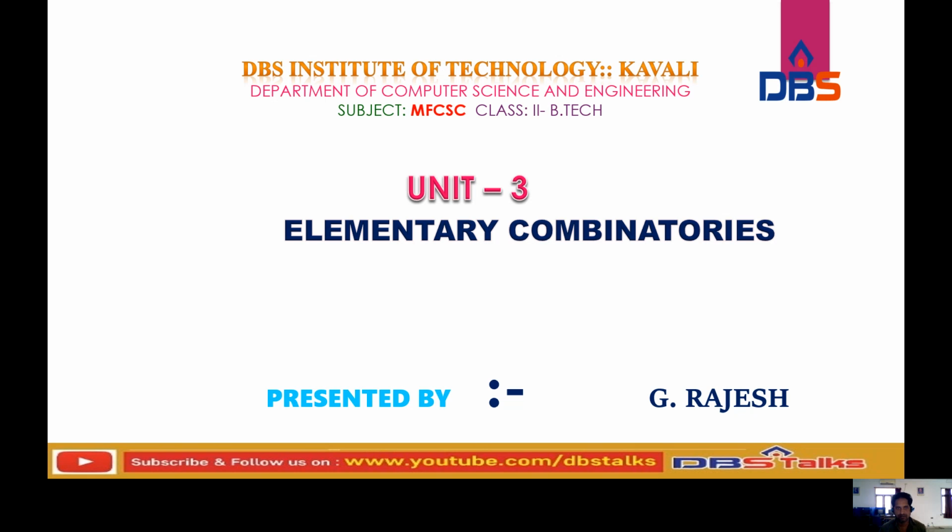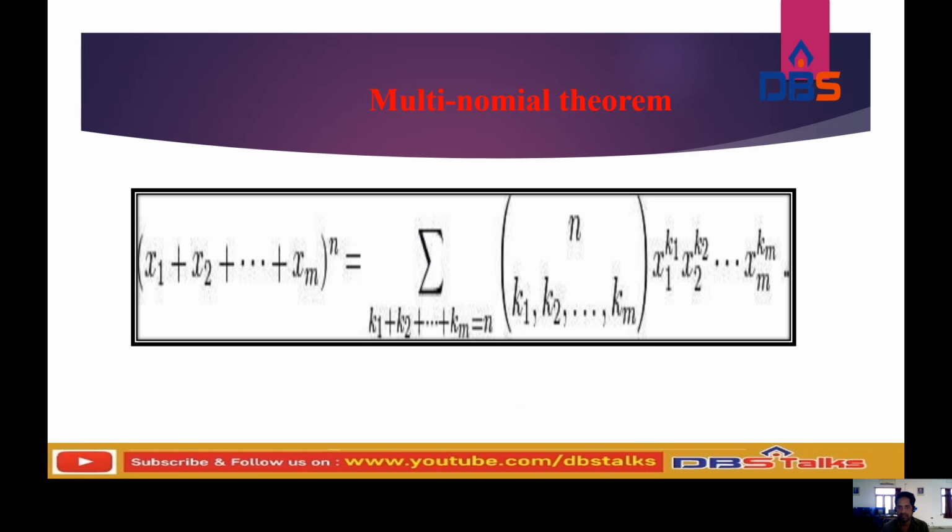Next class, that is the multinomial theorem. (x1 + x2 + ... + xm)^n equals the sum over k1 + k2 + ... + km = n of n!/(k1! k2! ... km!) times x1^k1 x2^k2 ... xm^km. Okay, it is the multinomial theorem.